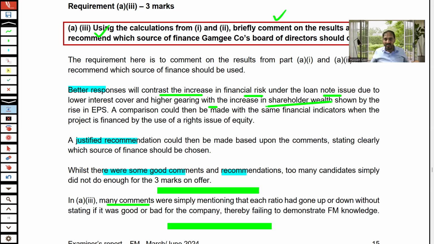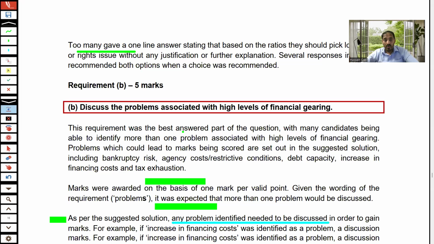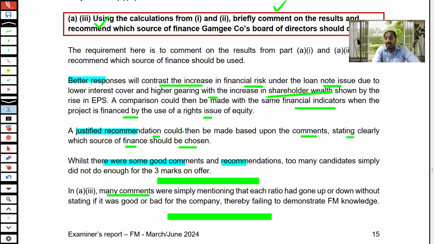So the same thing we have done. A comparison could then be made with some financial indicators when projects are financed using the ratio of equity. Same thing we have done. A justified recommendation could be based upon comments showing clearly which source of finance should be chosen. Here the examiner mentioned, show clearly, make a recommendation. There were some good comments and recommendations. But the highlighted point is this.